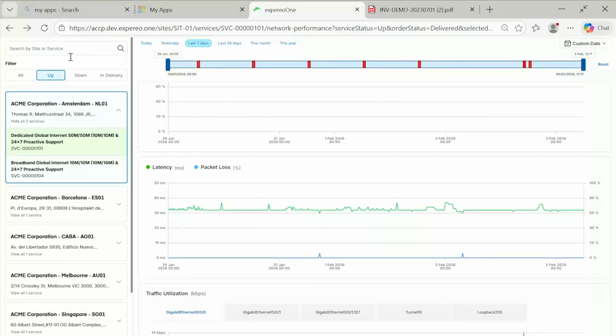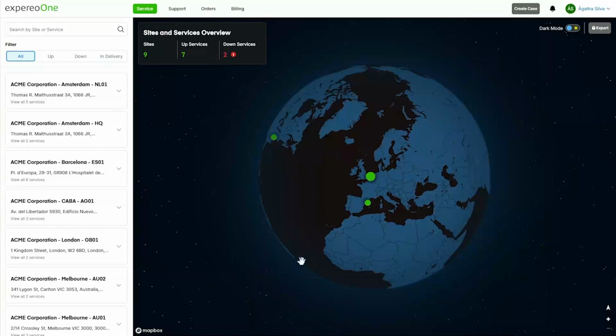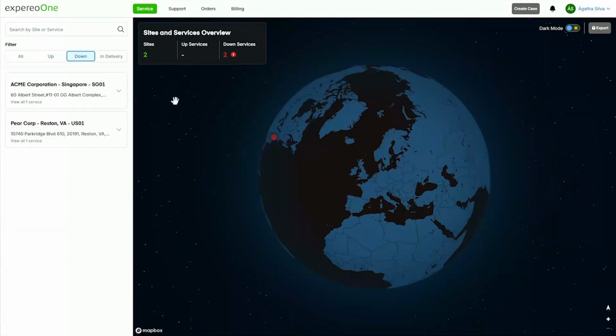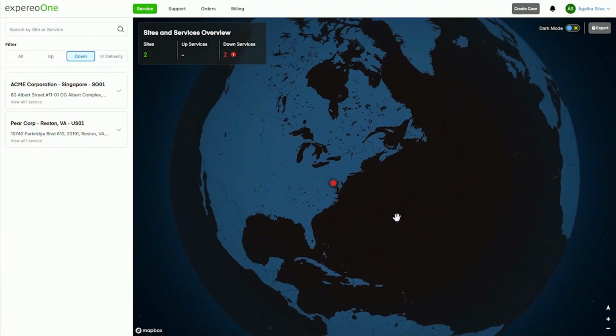If we go back to our sites here, we can see here that we've got some down services. So as a network manager, we might want to see what's happening there. So we filter on the down services. We see we've got a service down here. We can turn the globe around. We can zoom in to what that service is.